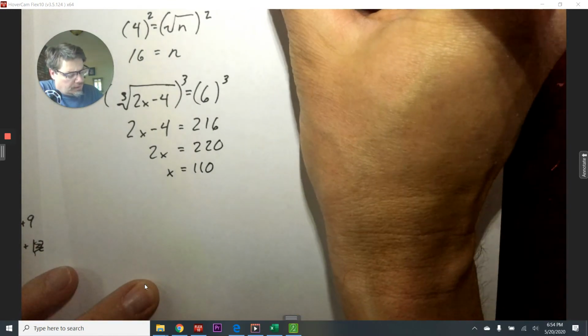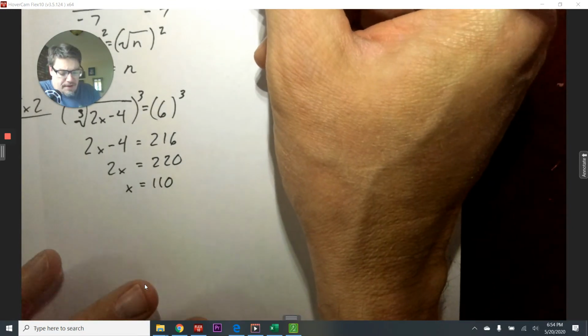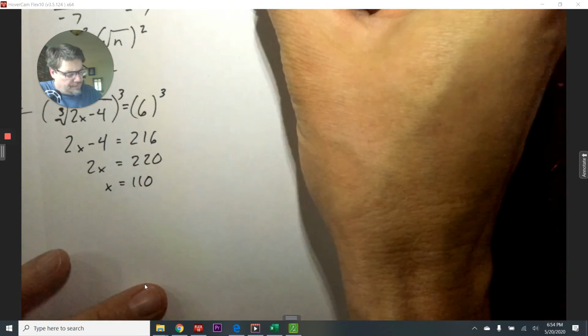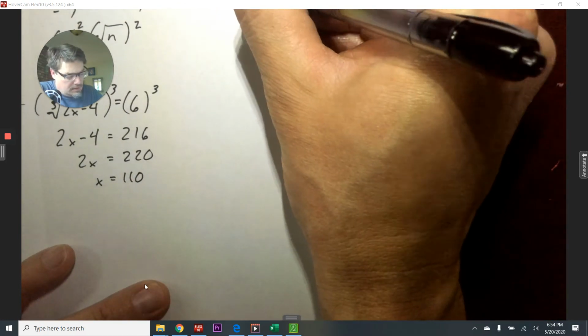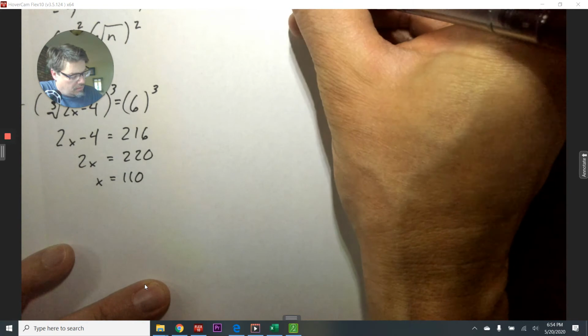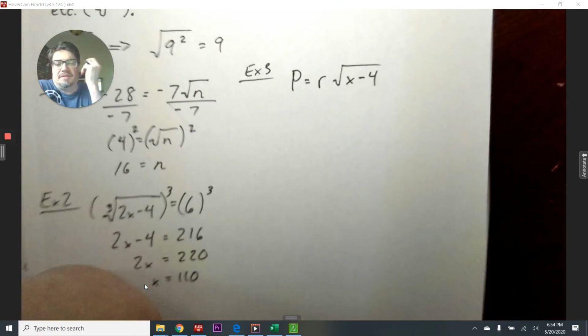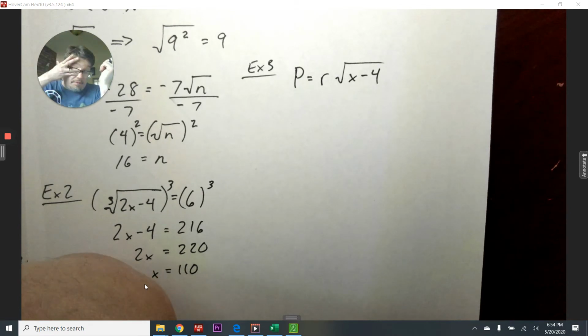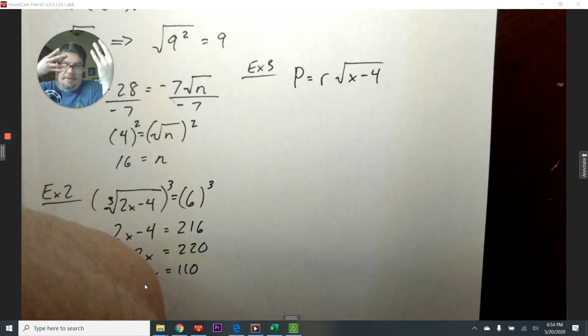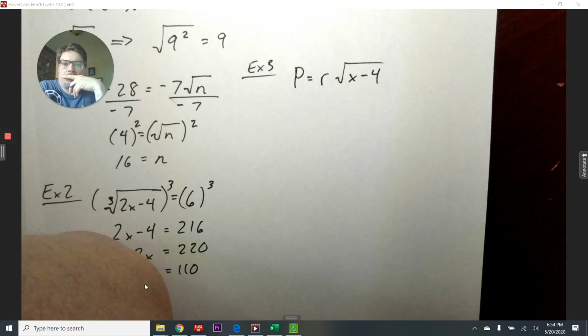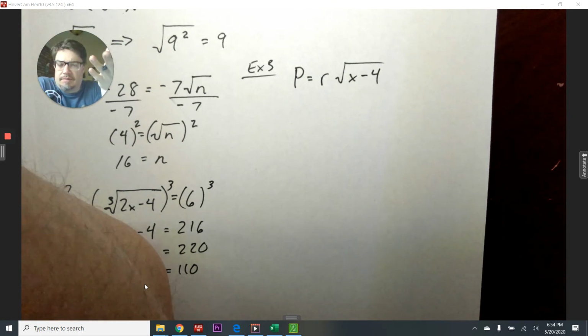Example 3. Now, what if I have a little formula here? I have P equals R times the radical of x minus 4. Now, this could have been a scientific formula, some electrical formula for something. Who knows? But I actually have to solve for x now. Let's say that I have to solve for x.